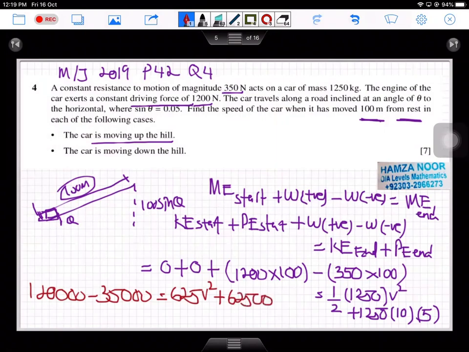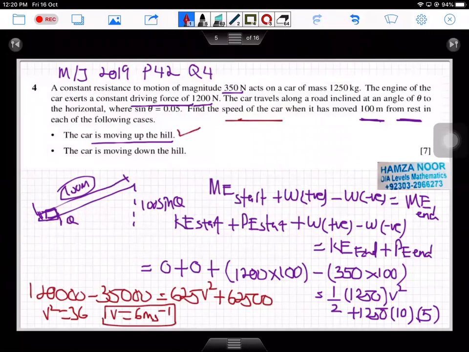So making v squared the subject, 120,000 minus 35,000 and minus 62,500. This is giving you 22,500 divided by 625. V squared is equal to 36. So V is equal to 6 meters per second. This is the speed of the car when it has moved up the hill.